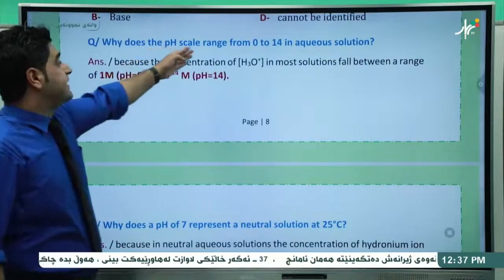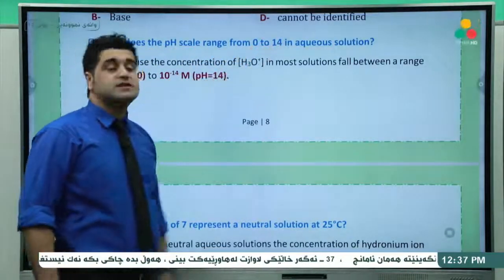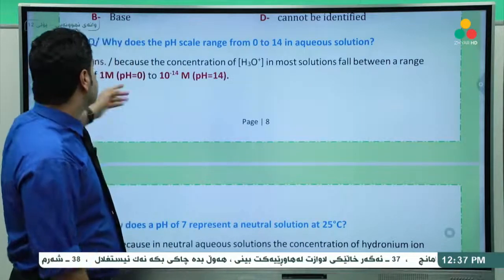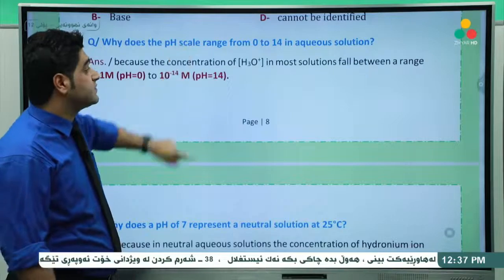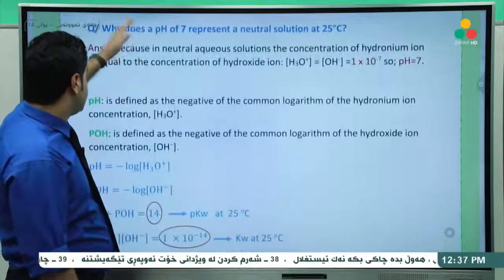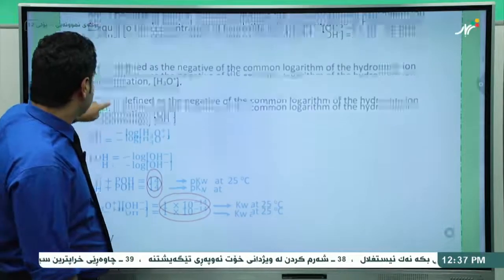Why does the pH scale range between 0 and 14? Because the hydronium ion concentration ranges between 10 to the 0 until 10 to the negative 14. And it's the same thing that I mentioned.